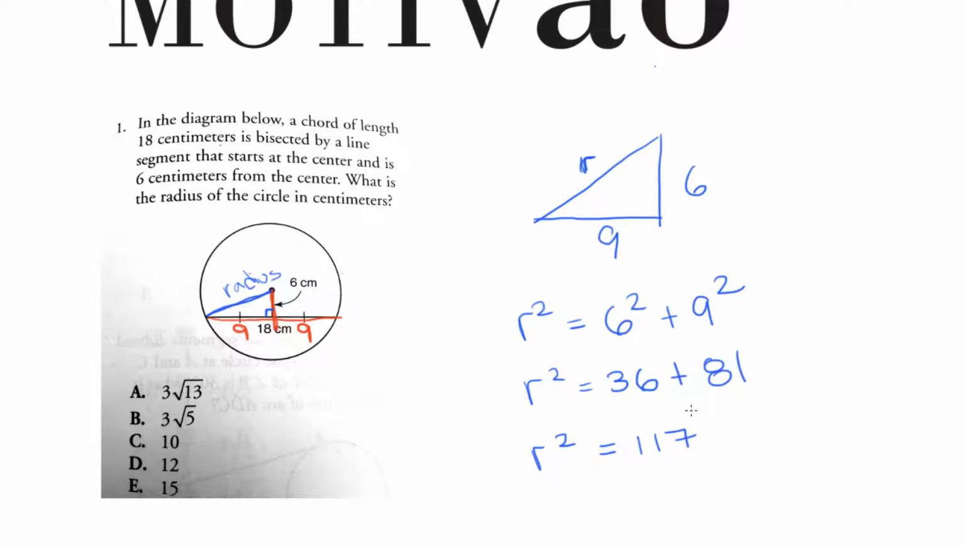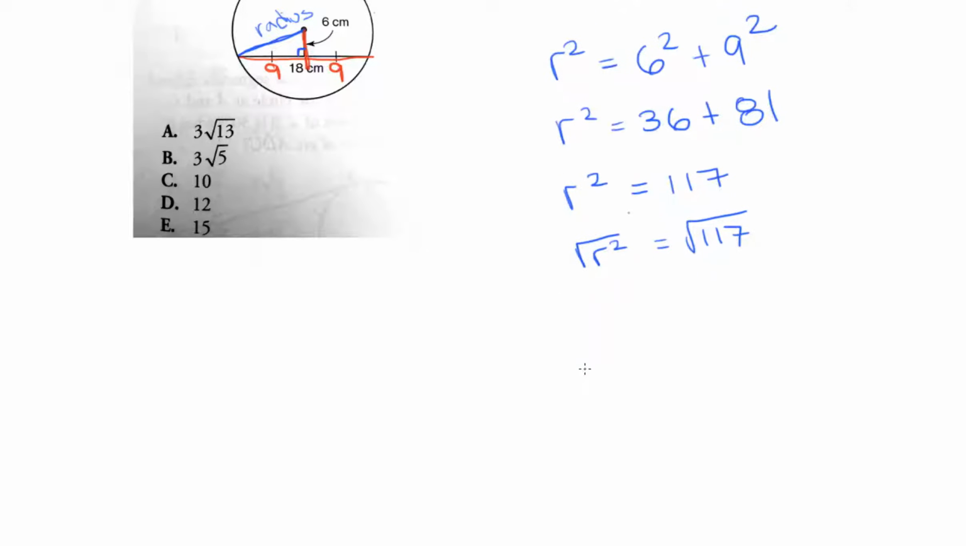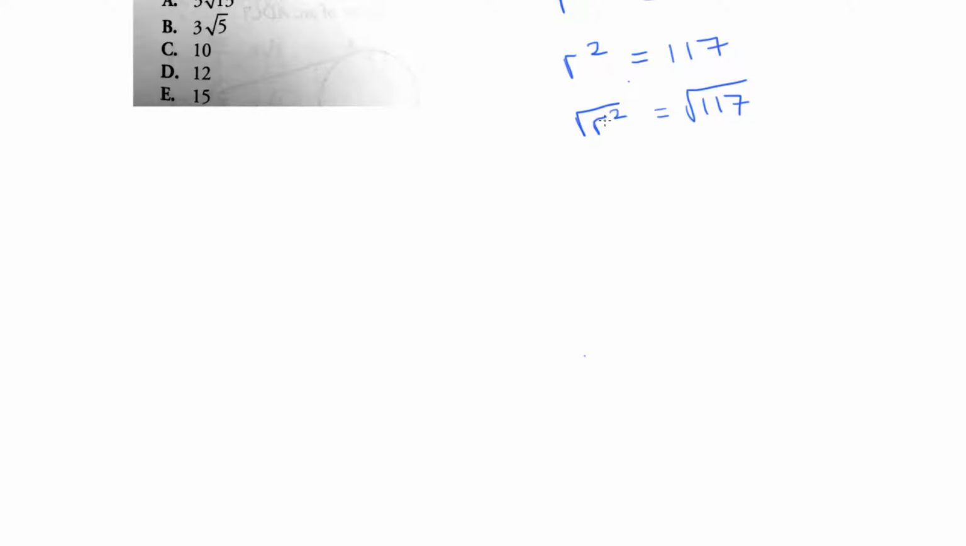Okay, and now, how do I find r? Well, we need to take the square root, right? So we take the square root on both sides, we get the square root of 117. Now, when you take the square root, there's always a plus or minus. But the reason there is none here is because the length of the radius is positive. So it will just be r equals the square root of 117.